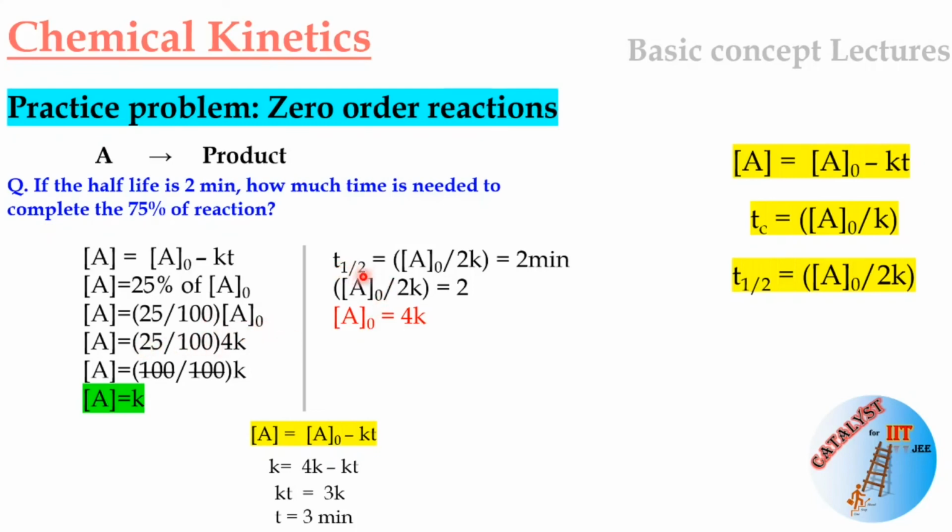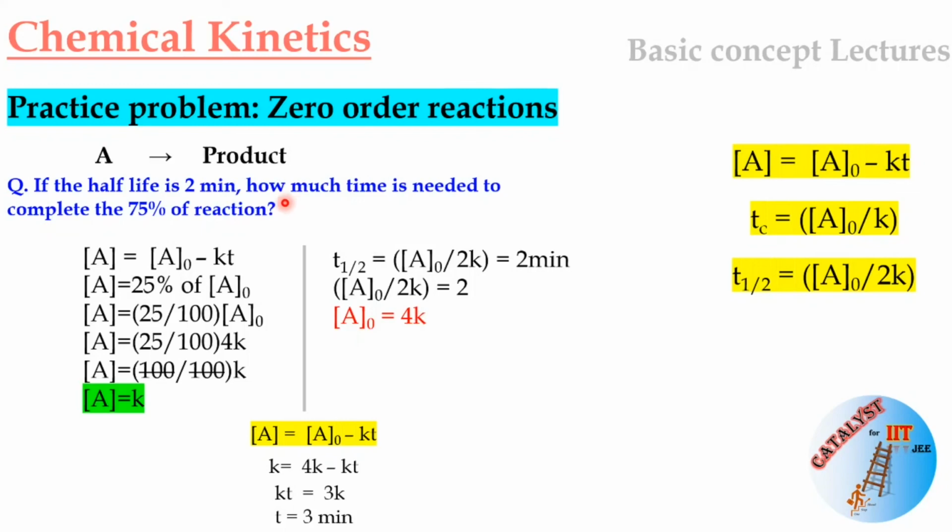Now this is given that t half, we know that A0 by 2k, right? So this is equal to 2 minutes because it is given. What you get from here, you get A0 equal to 4k. So as t half equal to A0 by 2k, which is equal to 2 minutes, you get A0 equal to 4k. So you put this A0 value, which is 4k here, right? And you get only k. So you get A equal to k and A0 equal to 4k.